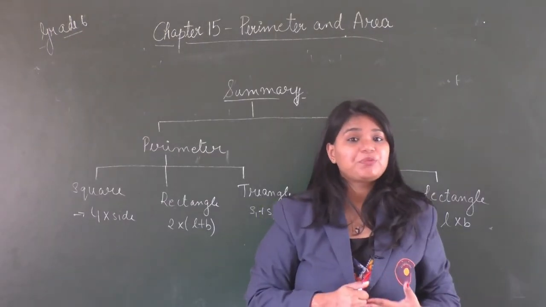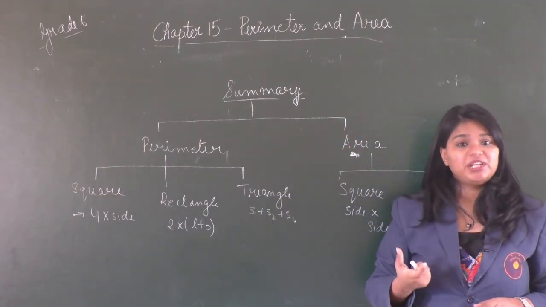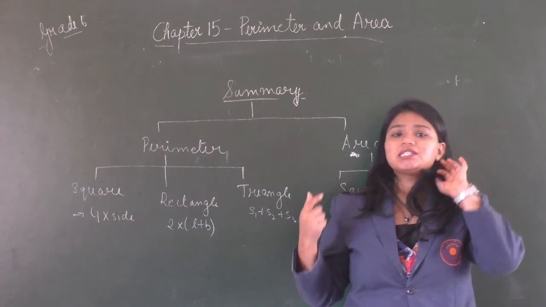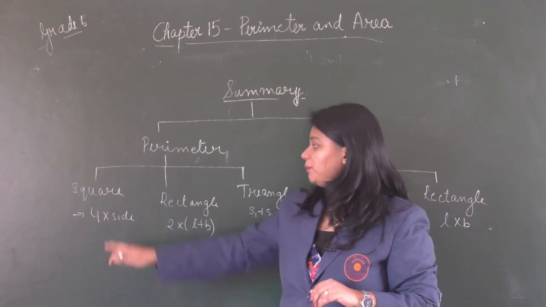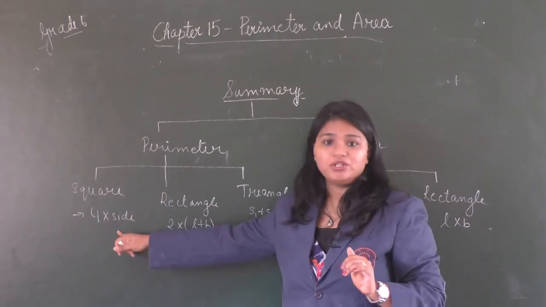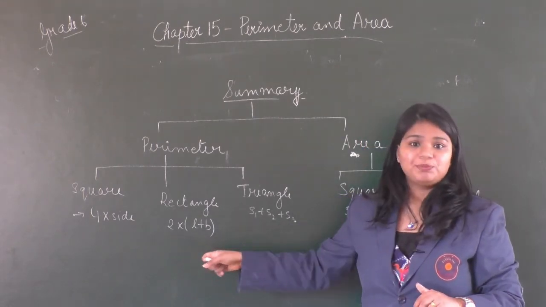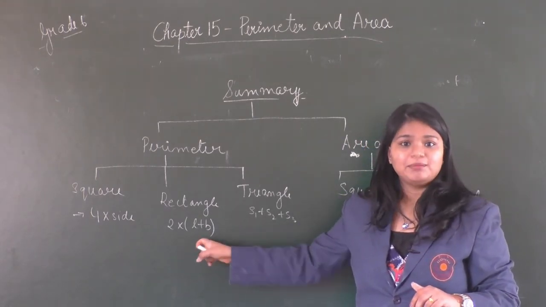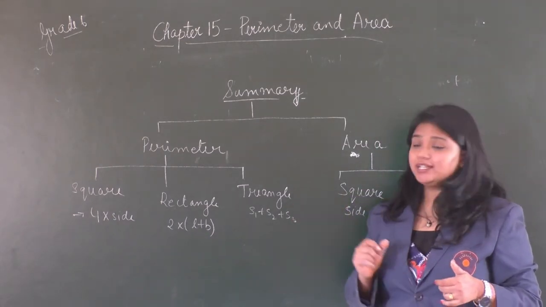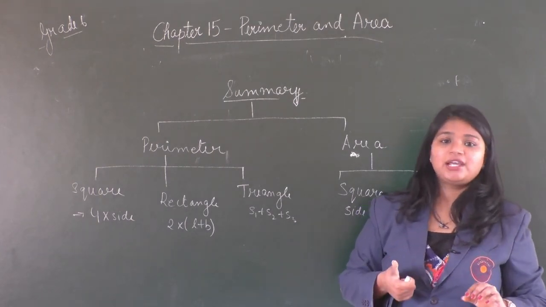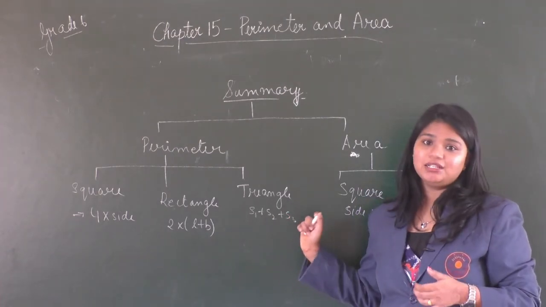So students, in today's video we learned about perimeter and area. Under perimeter, we learned about the meaning of perimeter, that is perimeter is equal to sum of all sides. And under perimeter, we learned how to calculate perimeter of a square, that is 4 into side, perimeter of a rectangle, that is 2 into length plus breadth. L is equal to length and B is equal to breadth. Next, we learned how to calculate the perimeter of a triangle, that is sum of all sides. So, triangle has 3 sides, so it is S1, that is side 1 plus side 2 plus side 3.